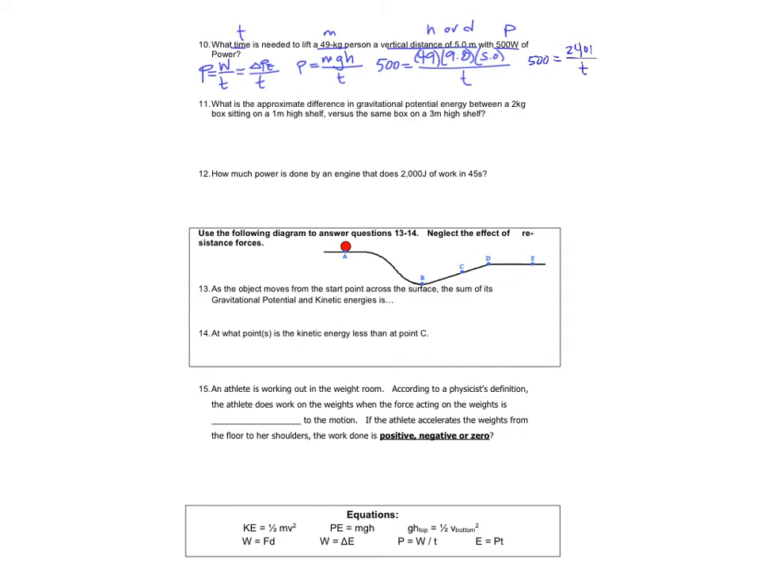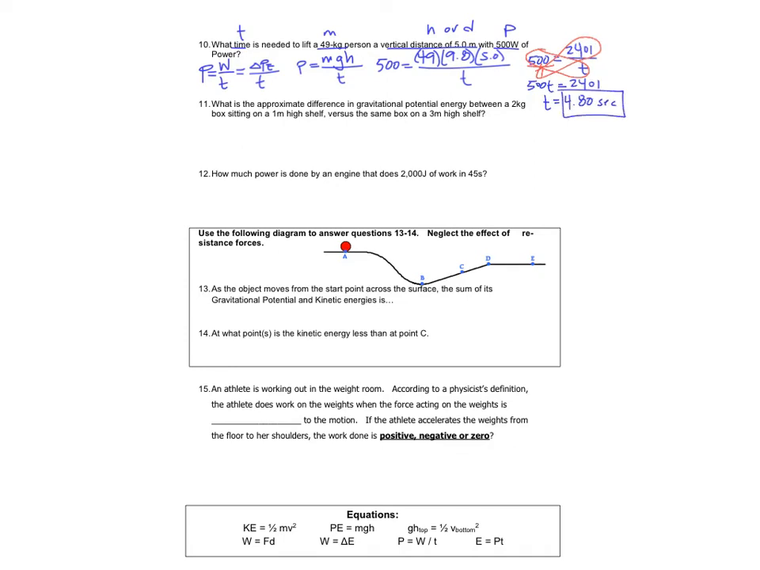So I've got t as part of a fraction on the right. I want to make a fraction on the left and cross multiply. So 500 times t gives me 500t equals 2401. In order to get t by itself, you have to divide both sides by 500. And when I do that, t comes out to 4.8 seconds.